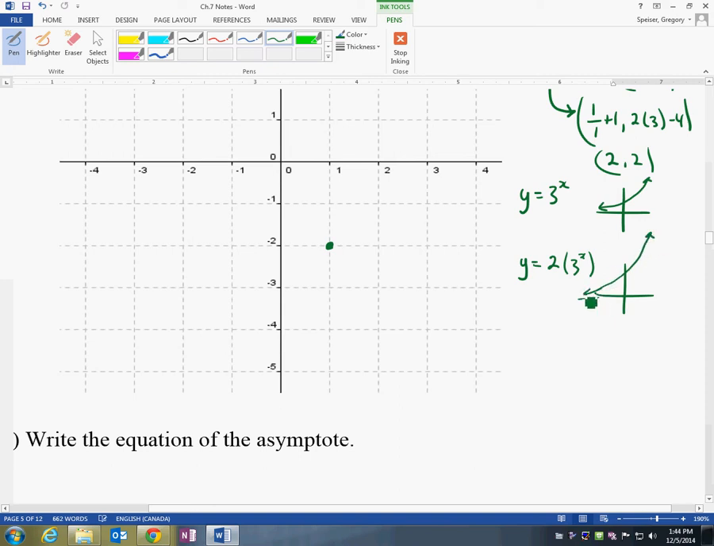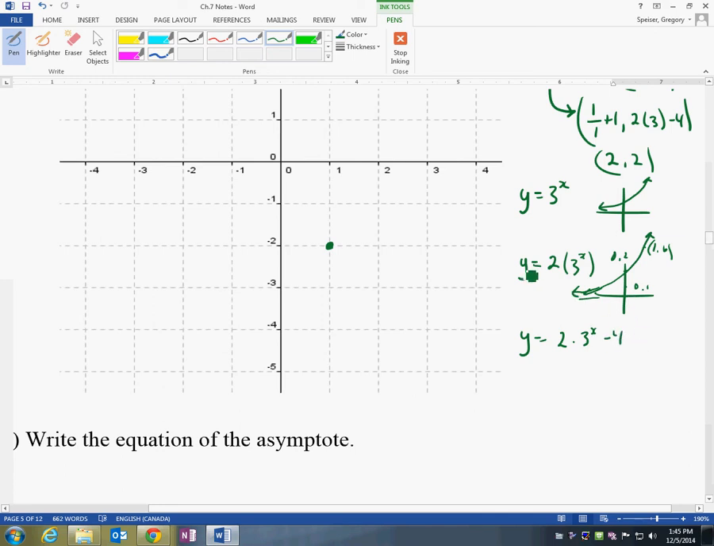So it should still have a horizontal asymptote. So it looks a bit more like that. So instead of 0, 1, at this point it's going to be 0, 2, right? And instead of 1, 3, it should be 1, 6. Now my other transformation is the going down by 4. So now I should have 2 times 3 to the power of x minus 4.